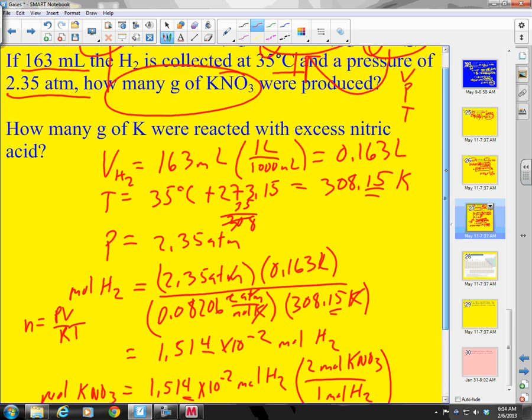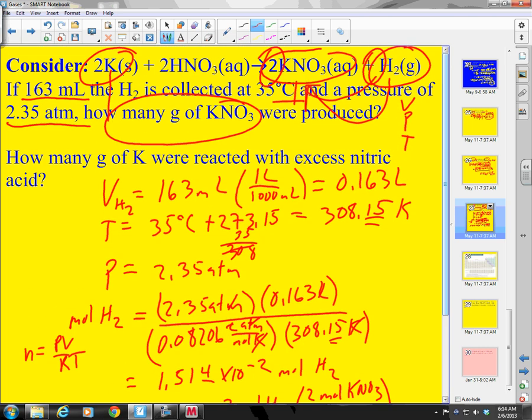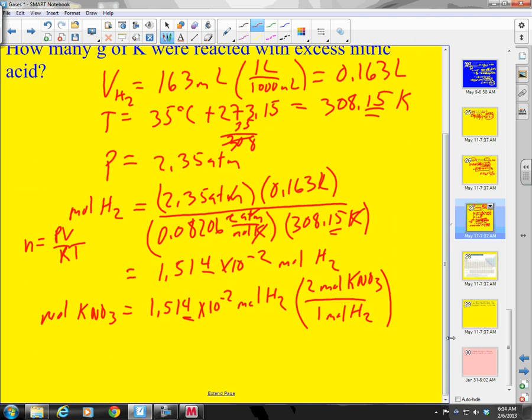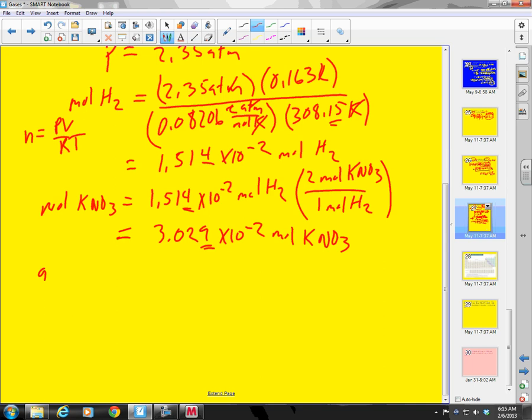Did I do that right? Let's go back and check. 1 mole of hydrogen, 2, yeah, cool. So what that equals? Times 2, and I get 3.029 times 10 to the minus 2 moles of potassium nitrate. But what do they want? They want grams.